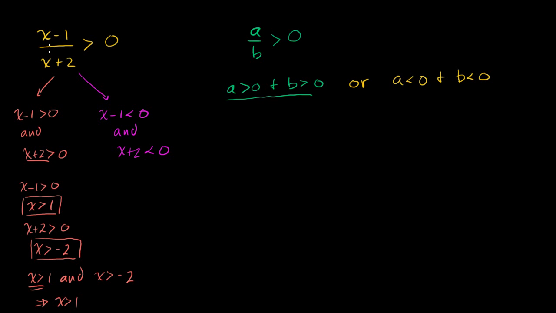Let's say x was 2. 2 minus 1 is 1, over 2 plus 2, it's 1/4. It's a positive number. Now let's do the situation where both of these are negative.